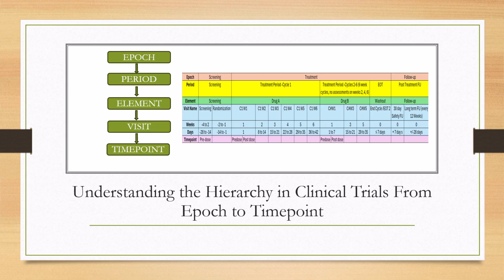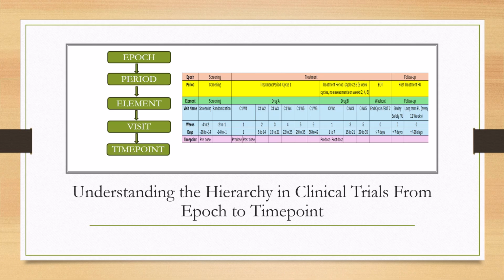Whereas the epoch is a broader time period in the trial and can be used to group multiple elements. As you can see in this case, specifically if you look at the treatment epoch, the elements drug A and drug B are coming under the treatment epoch. So they are grouping these two elements under the treatment epoch. Epochs are often aligned with the study's major phases, that is, like pre-treatment, treatment, post-treatment, or follow-up. So here also you can see we have done so in this study.